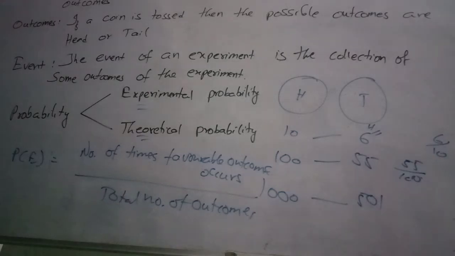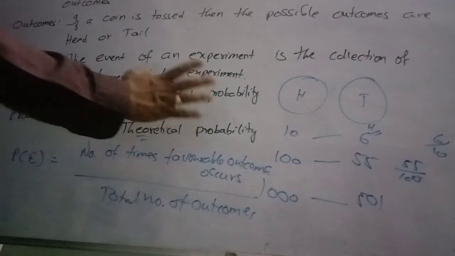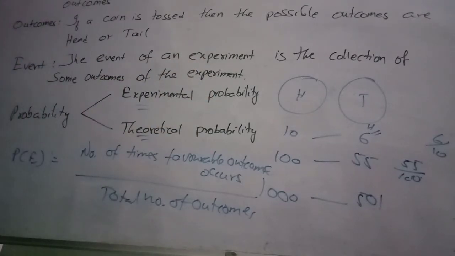So let me explain some of the events. The event of an experiment is the collection of some of the outcomes. First, what is probability? Probability is of two types. One is experimental probability, the other is theoretical probability. Now, what is experimental probability?